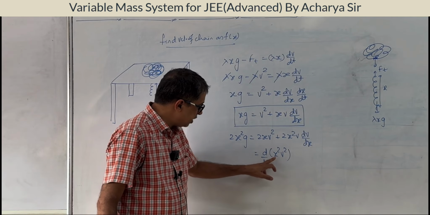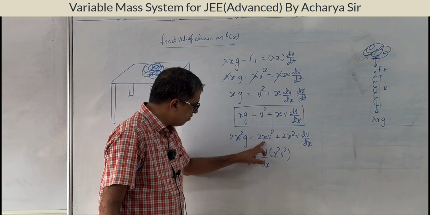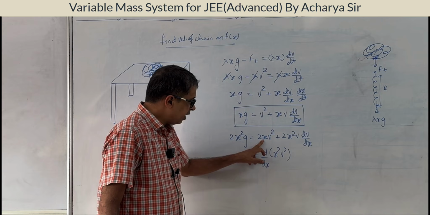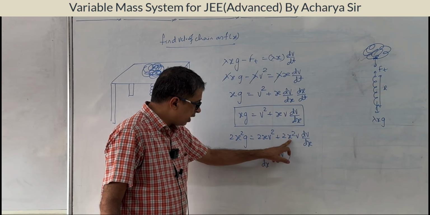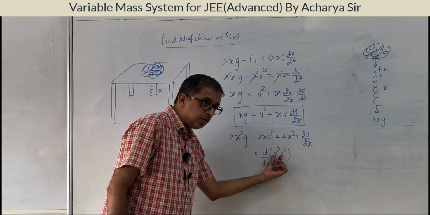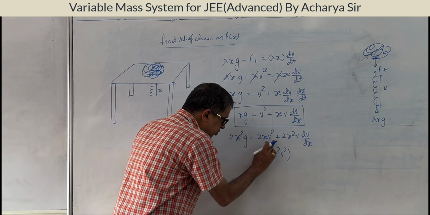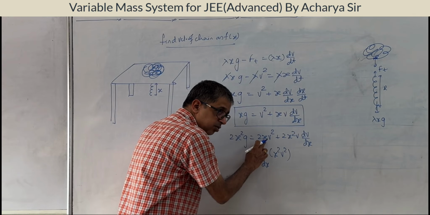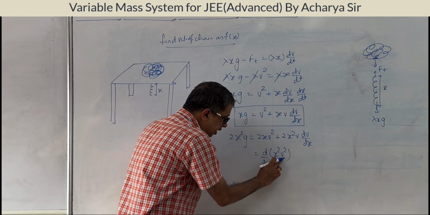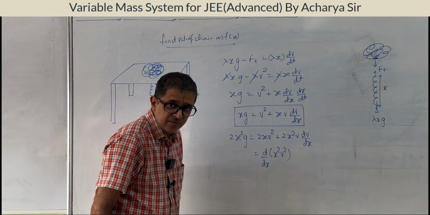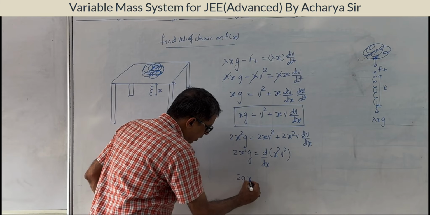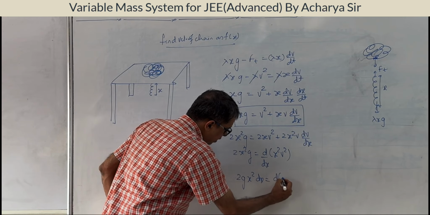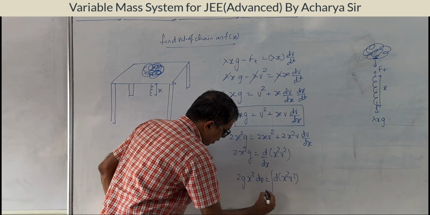u into v differentiation. I kept v square as it is, differentiated x square with respect to x. It becomes 2x. Now kept x square as it is, differentiated v square with respect to x. 2v into dv by dx. This is 2x square g. 2g x square dx equals d of x square v square.